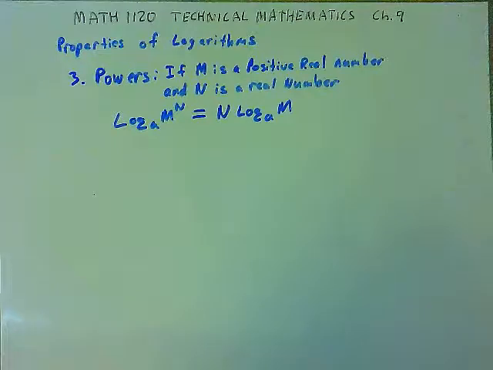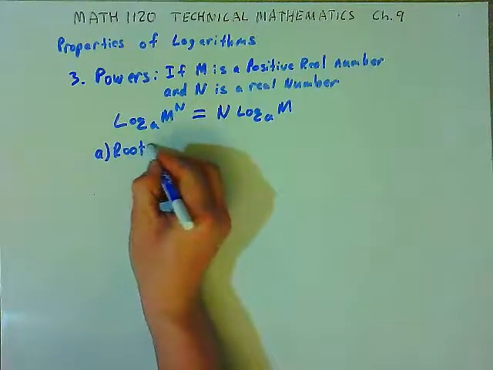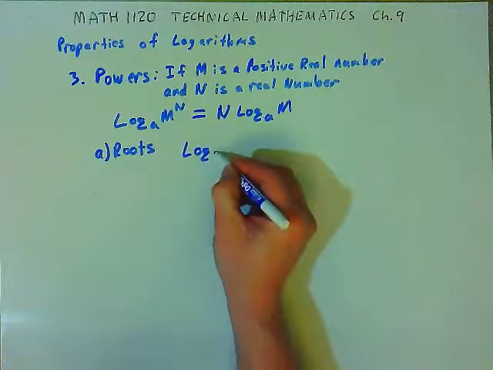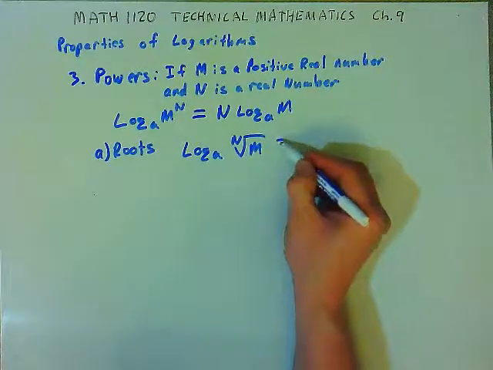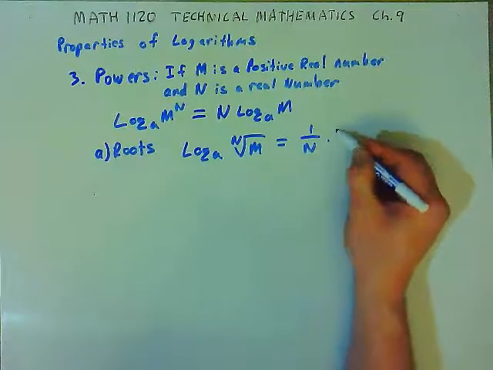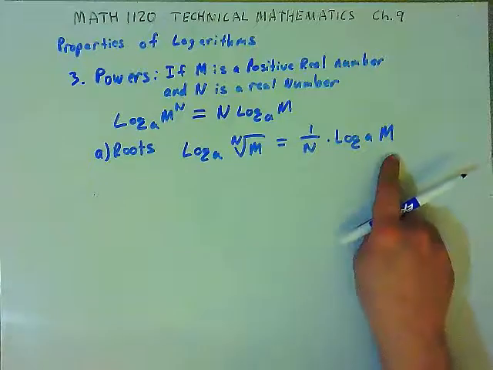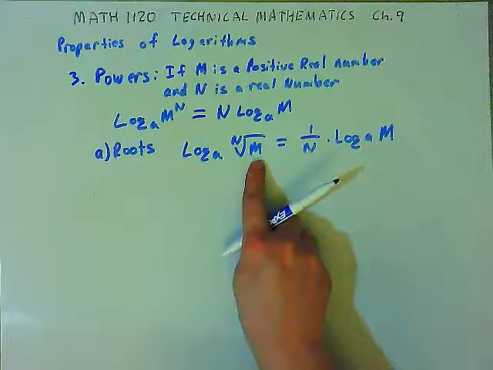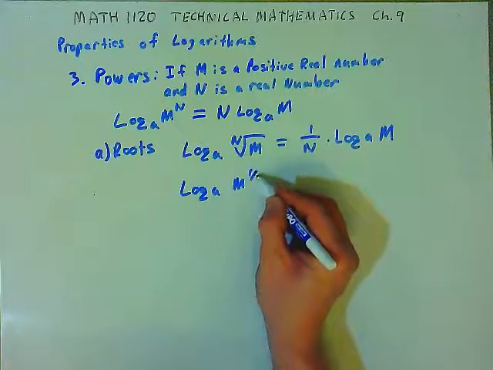There are two special cases of the powers rule of logarithms. The first one deals with roots. And so with roots, we're saying that, for example, the log base a of the nth root of m is going to be equal to 1 over n times the logarithm base a of m. And so the way we come about this is that the nth root of m is the same thing as saying m to the 1 over n power.